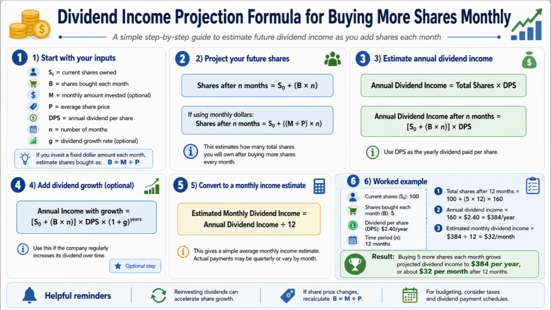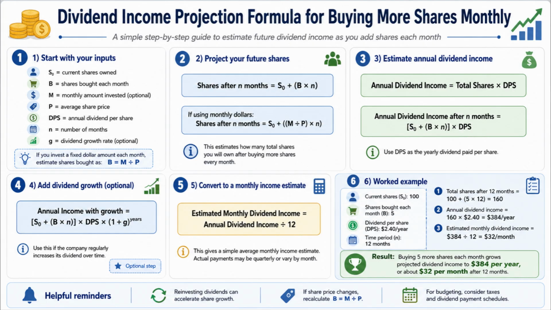For example, imagine you currently own 100 shares. You buy 5 more shares each month, the dividend per share is $2.40 per year, and the time period is 12 months. First, calculate the total shares after 12 months. That is 100 plus 5 multiplied by 12, which equals 160 shares.